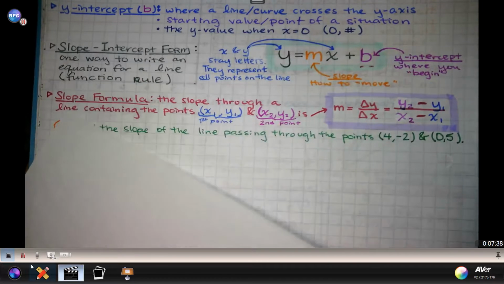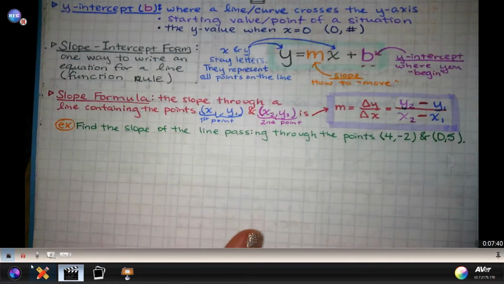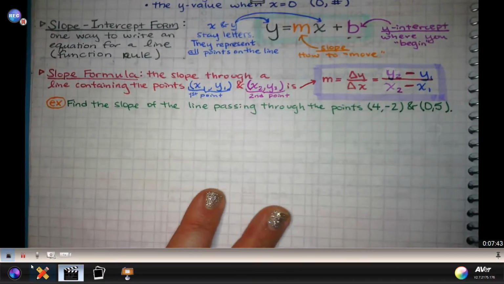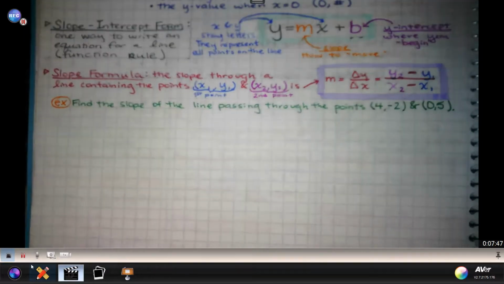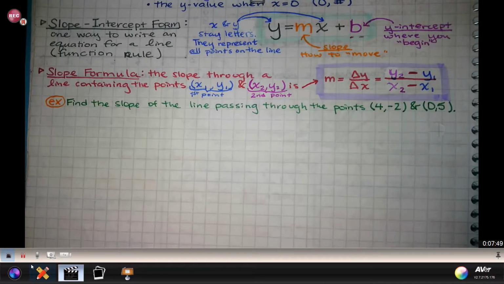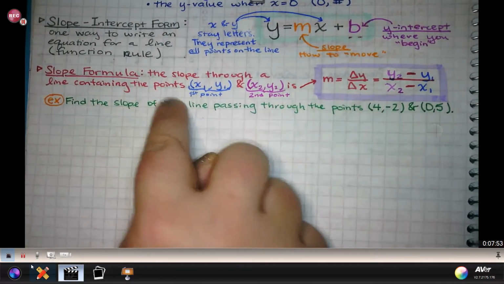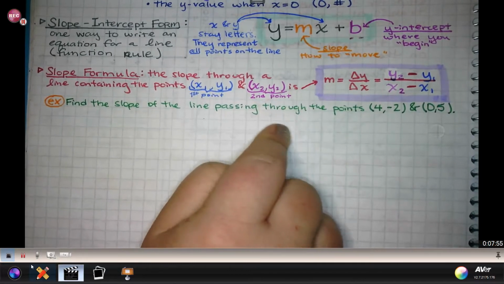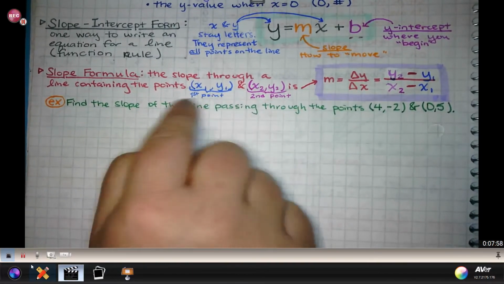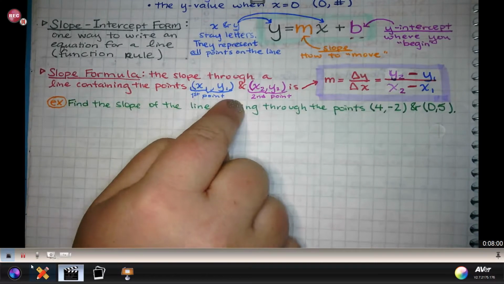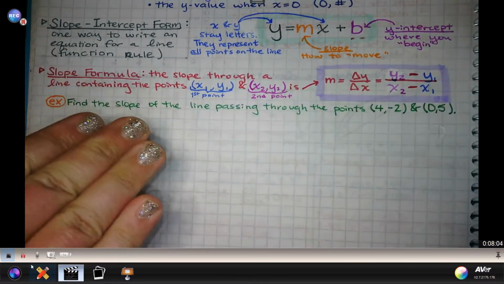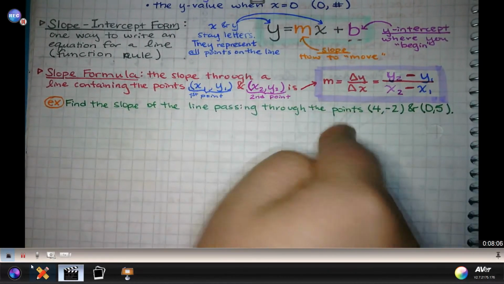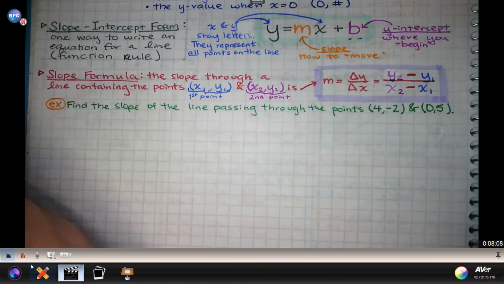And so we'll go over an example here. It says, find the slope of the line passing through the points (4, -2), so you can see there's a negative number there, and (0, 5). Okay, so notice I wrote those in 2 different ways on purpose because it's kind of 2 ways of saying the same thing. So here it says the line contains these points. Here it says the line passes through these points. That means the same thing. These points are on the line. If it contains it, it's on the line.